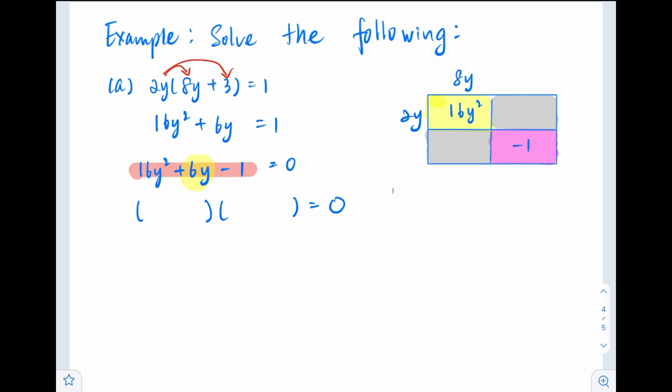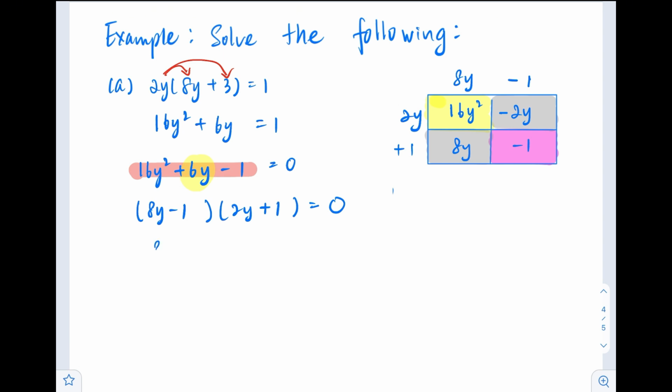In order to get negative 1, we can have 1 times negative 1 or negative 1 times 1. But we do not know where to put the negative sign first, so let's ignore that and just put 1. Then in our gray boxes, we are going to have 2y and 8y. Now, if I want to get 6y, I would need 8y minus 2y. So that means this has to be negative 1, whereas this has to be plus 1. So our factors would be 8y minus 1 and 2y plus 1.